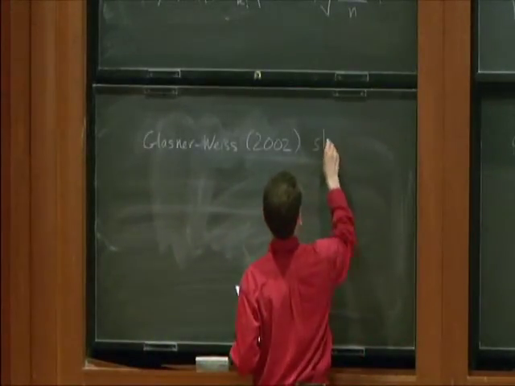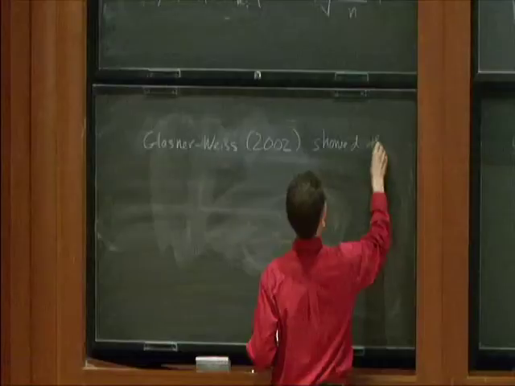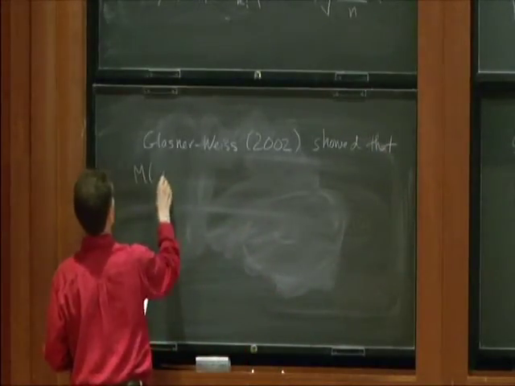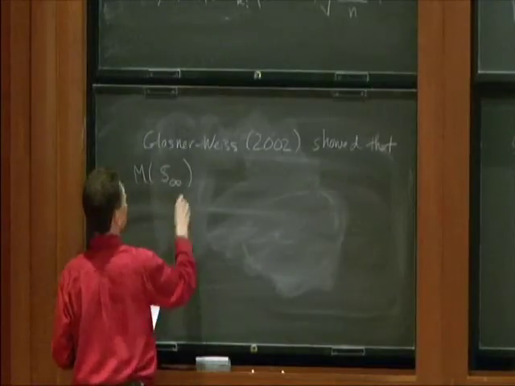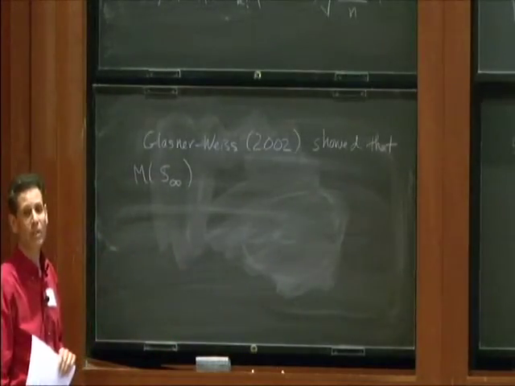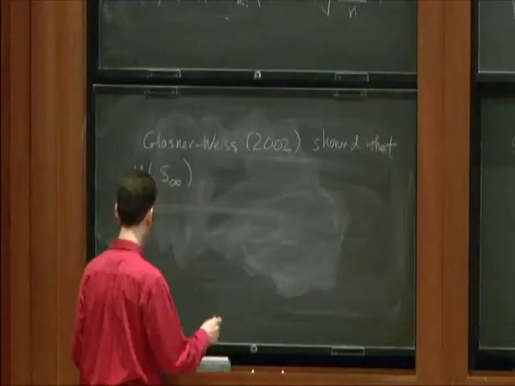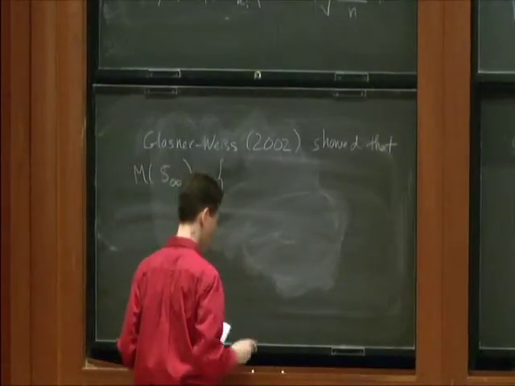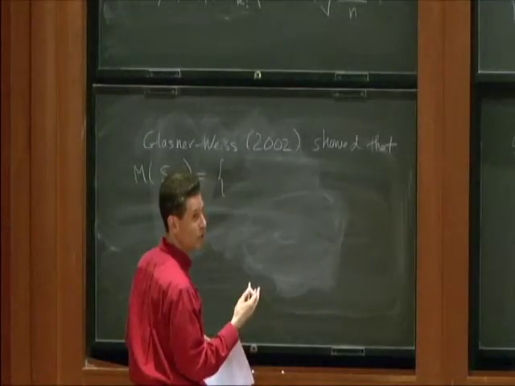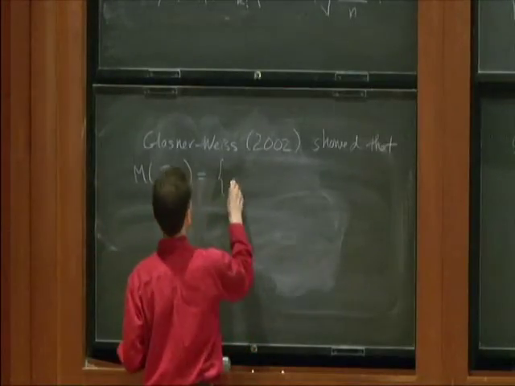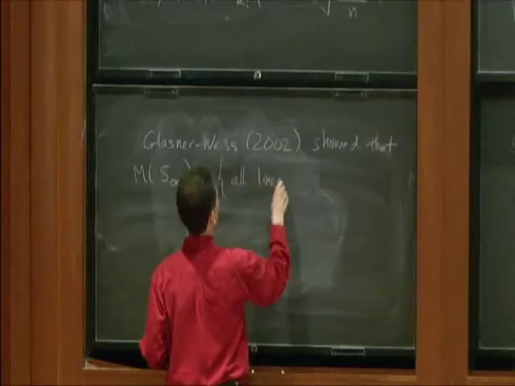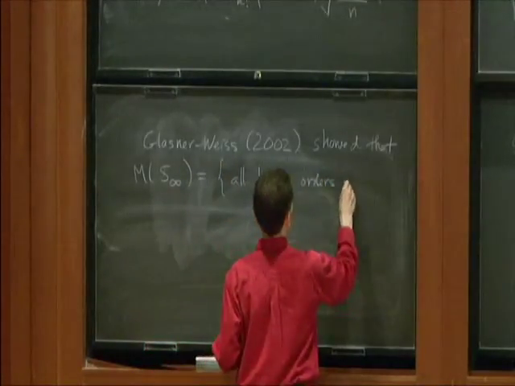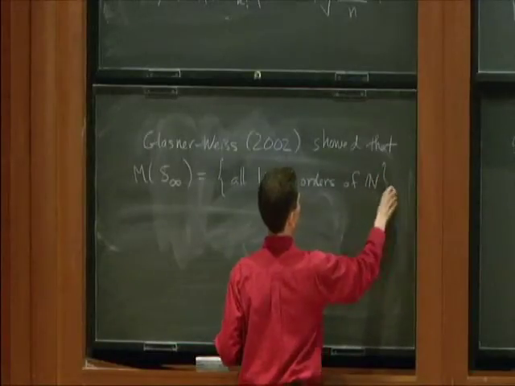Okay. So they showed that the universal minimal flow for S infinity, all permutations of a countable set, say the natural numbers, is equal to, now you'll see what all this has to do with the first part of the talk, all linear orders of this countable set, say the natural numbers.